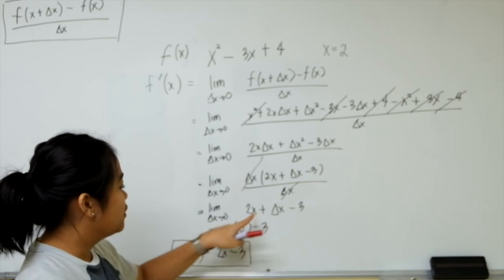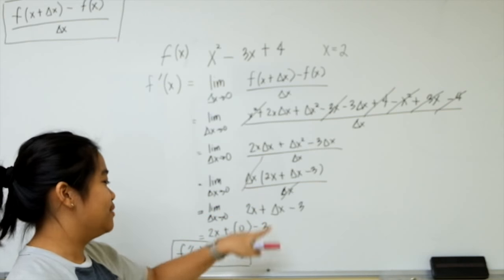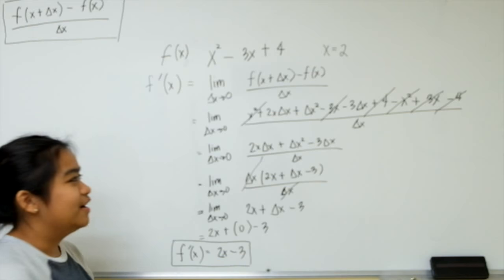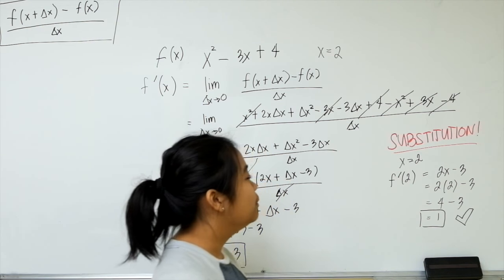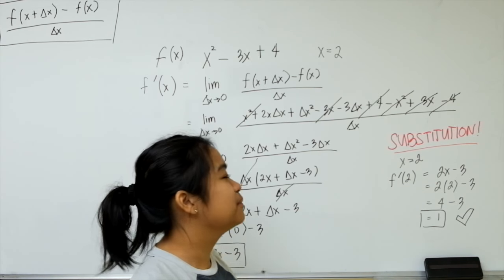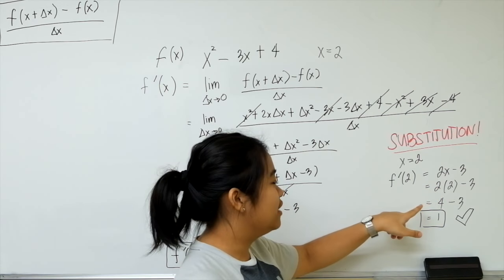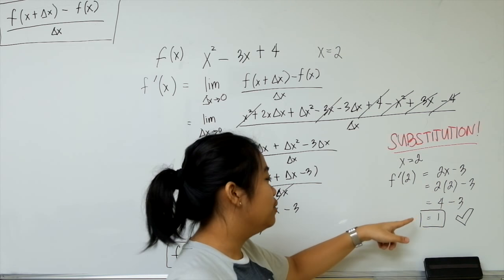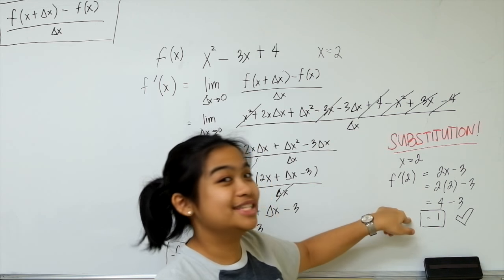We are then left with 2x plus delta x minus 3. Since we have this, we can already substitute delta x with 0 since it is what delta x is approaching to. Then we end up with 2x minus 3 as our derivative. So to get the slope of a tangent line, we mainly only have to substitute the x, which is 2, into the function. Now, inputting 2 into the function would give us 2 times 2 minus 3, which then becomes 4 minus 3, which would give us a final answer of 1. So this is our final answer for the slope of a tangent line.